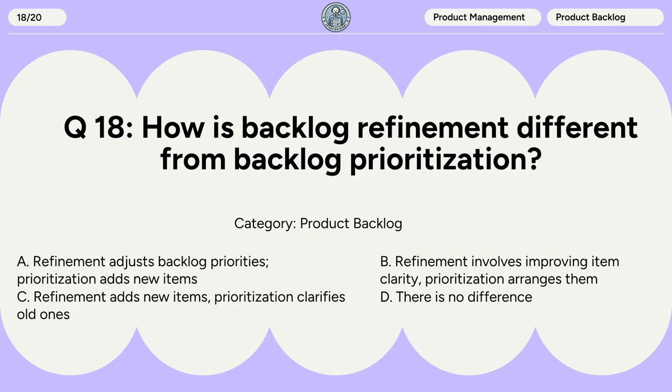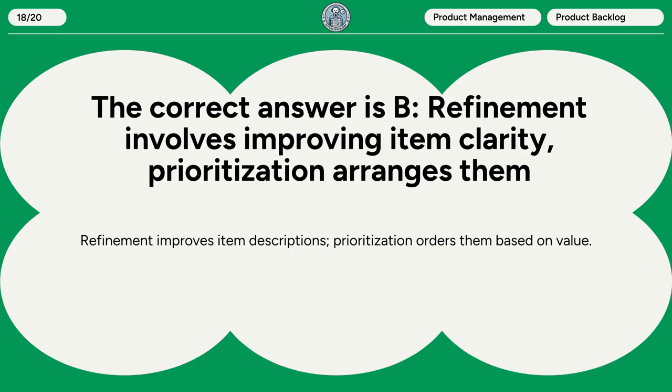Question 18. How is backlog refinement different from backlog prioritization? A. Refinement adjusts backlog priorities. Prioritization adds new items. B. Refinement involves improving item clarity. Prioritization arranges them. C. Refinement adds new items. Prioritization clarifies old ones. D. There is no difference. The correct answer is B. Refinement involves improving item clarity. Prioritization arranges them. Refinement improves item descriptions. Prioritization orders them based on value.